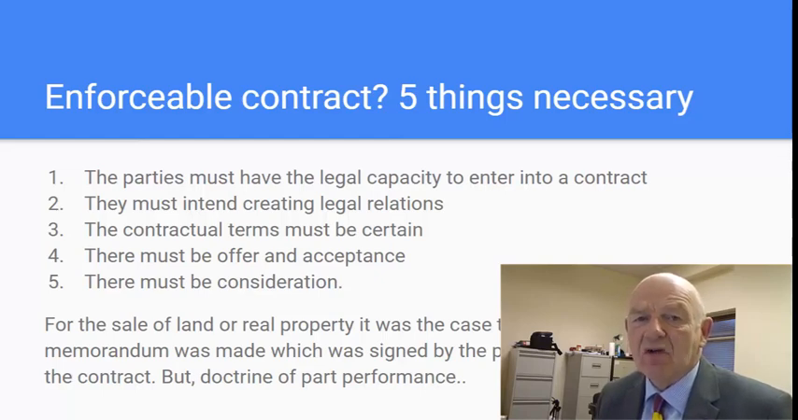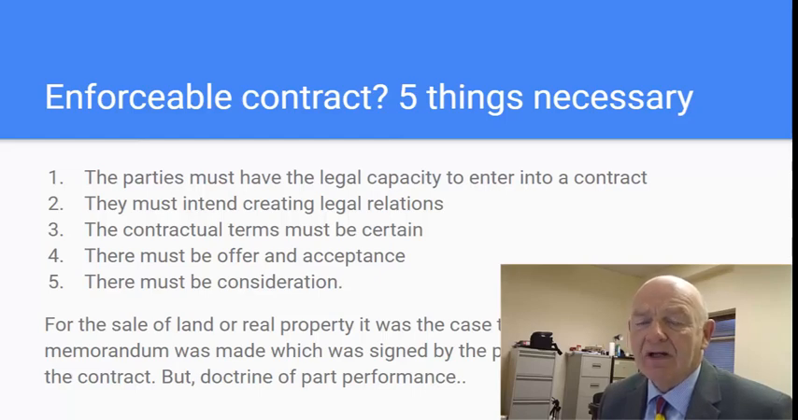In other words, it must be more than just a chat or a discussion or a negotiation or an invitation to treat. They must intend to create legal relations in order to have an enforceable contract coming into being. Number 3, the contractual terms must be certain. 4, there must be offer and acceptance. And 5, there must be consideration. And consideration is essentially something of value.